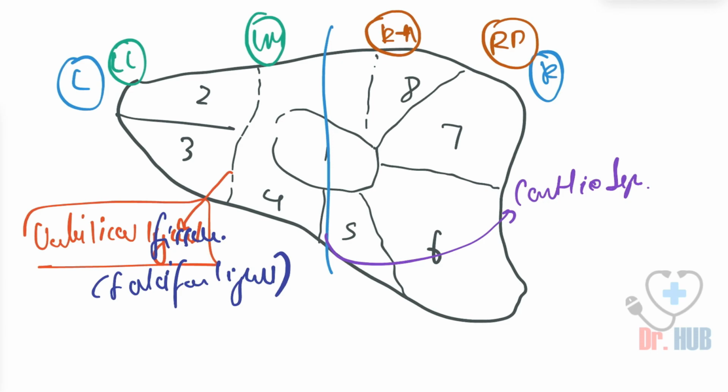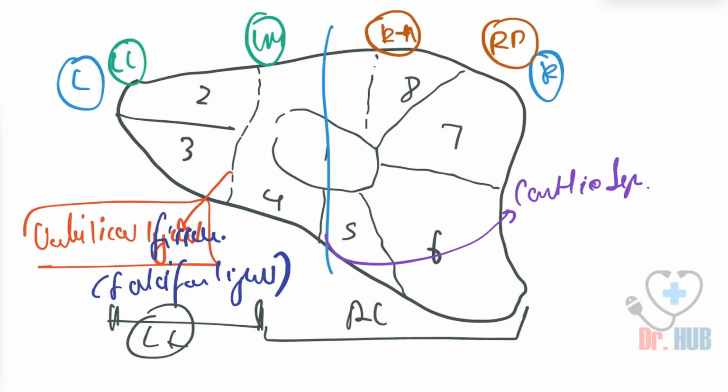Just to know what the right lobe and left lobe are, the left lobe basically includes 2 and 3. This is the left lobe. And the right lobe is here. This is from 4, 5, 6, everything. The majority comes here to the right lobe.